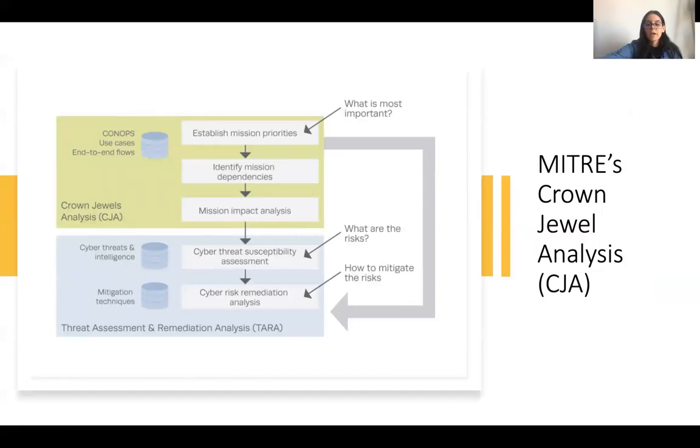So MITRE's CJA is a methodology that's proven to help large and complex enterprises understand what's most critical. You start from system development all the way through system deployment. This framework provides a foundation for other MITRE processes that I'm just not going to go into, but it's used to help assist in identifying crown jewels for other organizations. And it's assisting in identifying the associated threats and risks, especially if you're trying to set up a threat landscape.